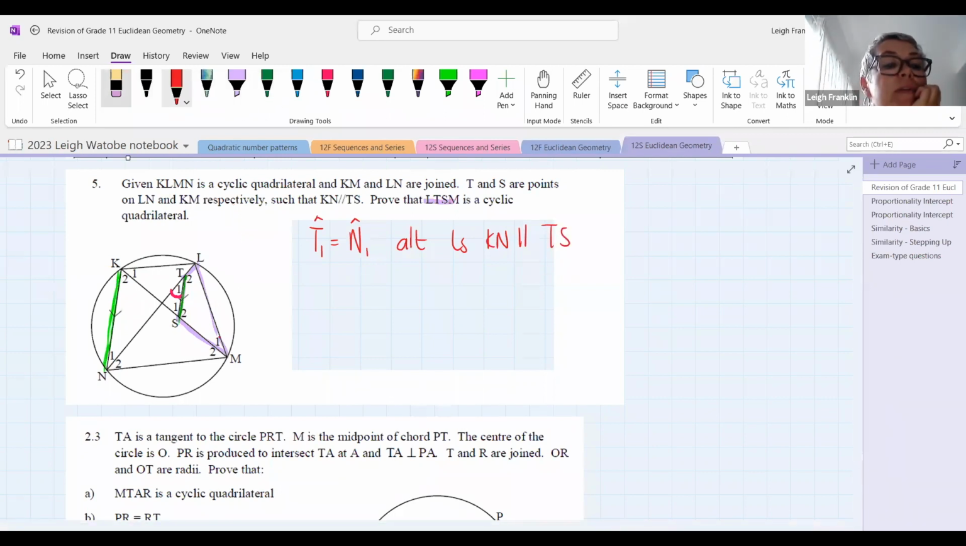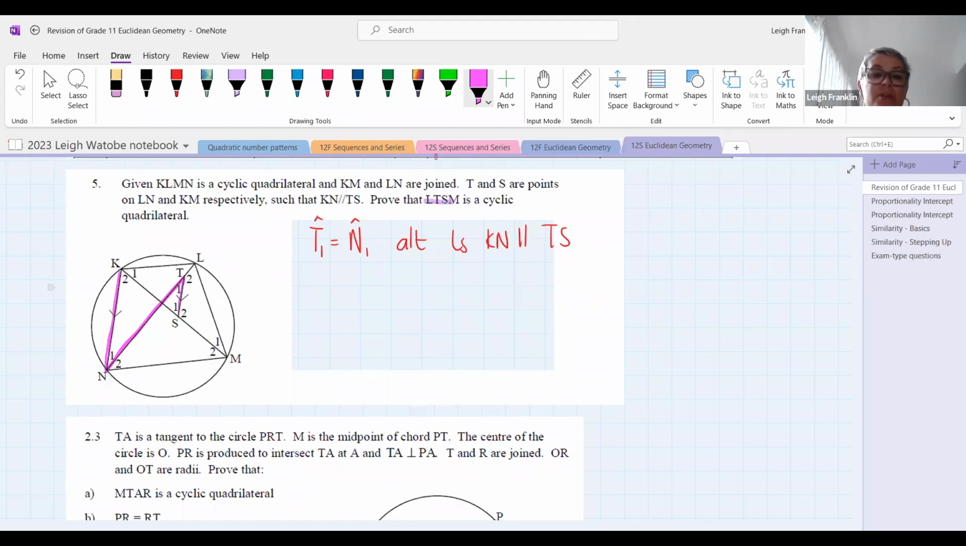If there's anybody that's struggling to see that at the moment, let me just make that a bit bigger. Have a look at this. Here is KN. We've got this diagonal line over here, and there is T1. Can you see that T1 and N1 are alternate angles? That's why they are equal.